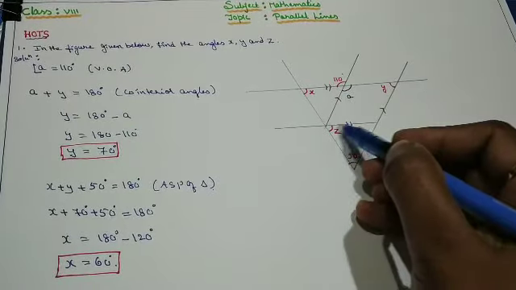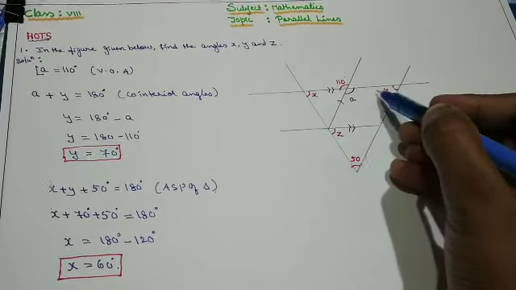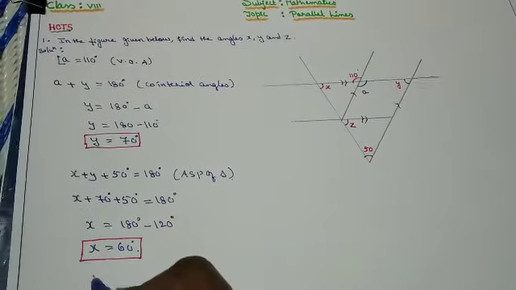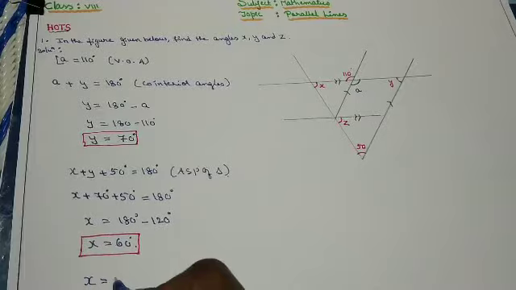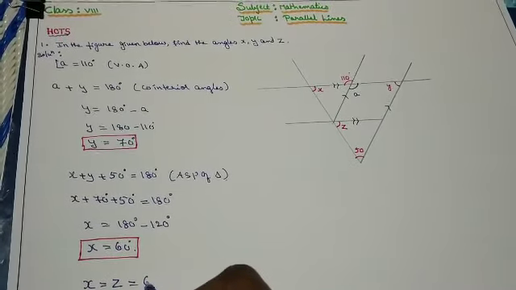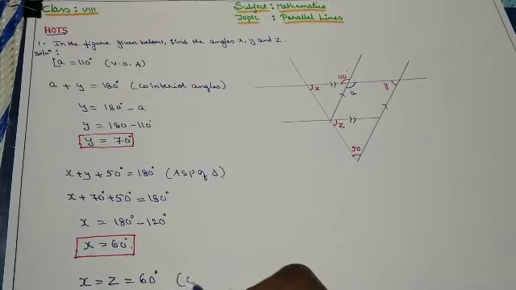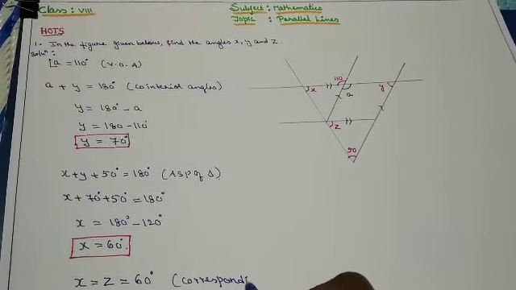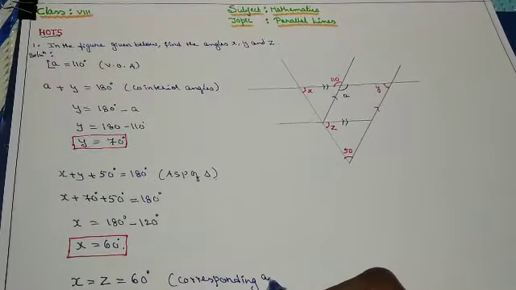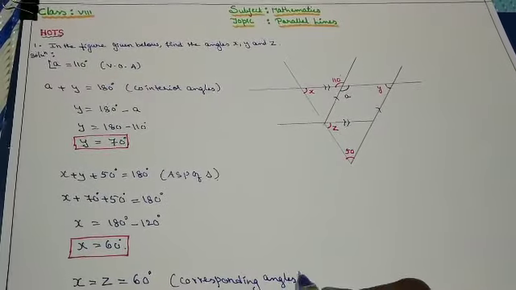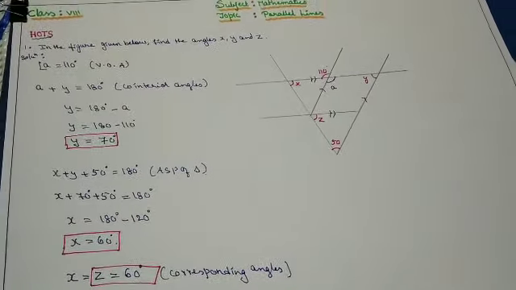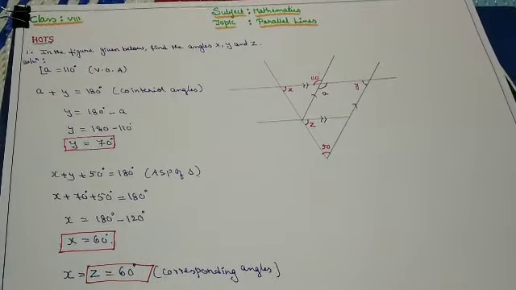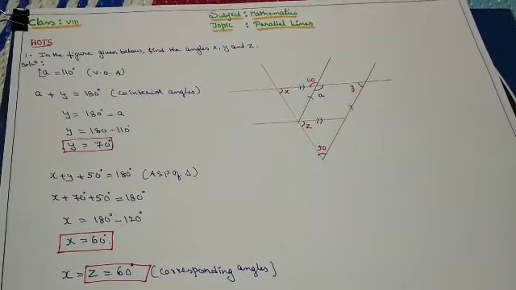Yes, this angle with this angle are equal. How? Corresponding angles. So x equal to z equal to 60 degree. Reason corresponding angles. So this is how we need to find the unknown angles when they have given in the question. Now let me move to second Hart's question.